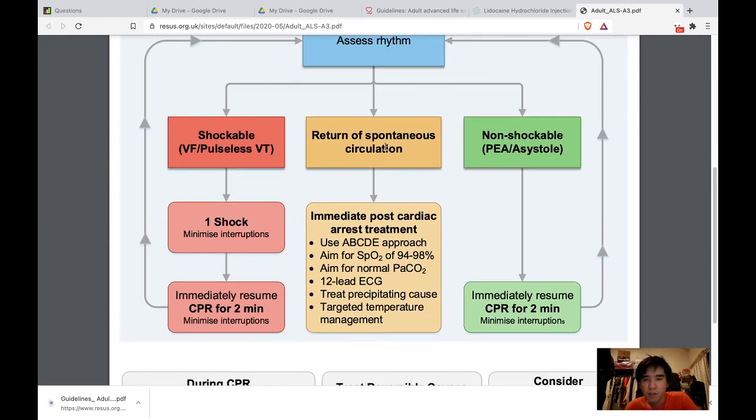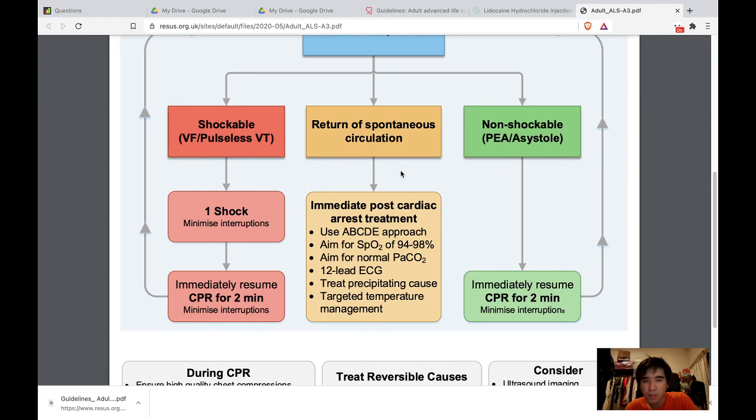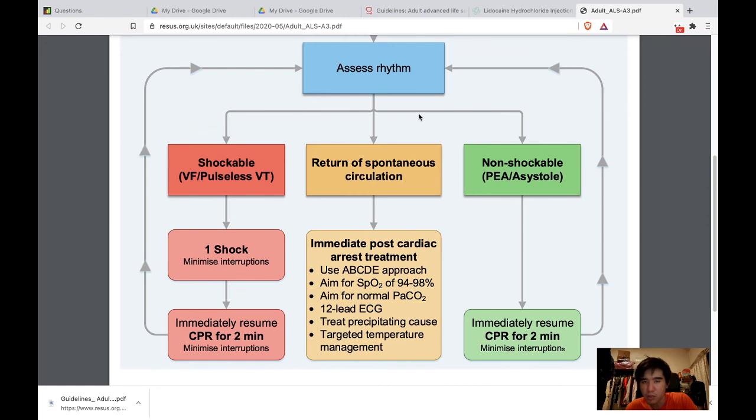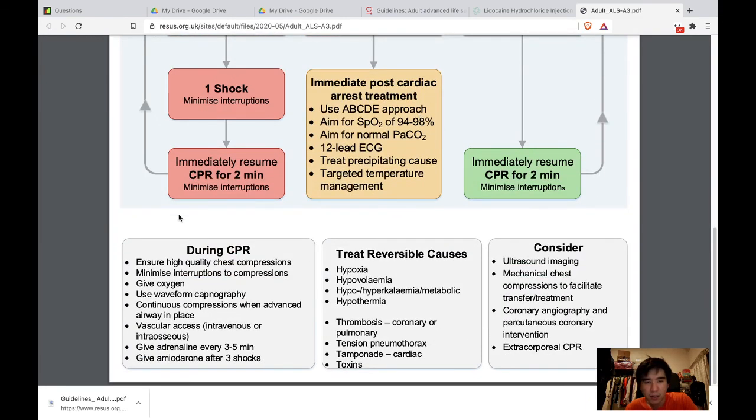If there's return of spontaneous circulation, give immediate post-cardiac arrest treatment. Use the ABCDE approach. Aim for SpO2 of 94 to 98%. Aim for normal PaCO2. 12-lead ECG. Treat the precipitating cause. Targeted temperature management. If it's non-shockable, you skip the shock. You immediately resume CPR for 2 minutes. Minimize interruptions. And then repeat the cycles.